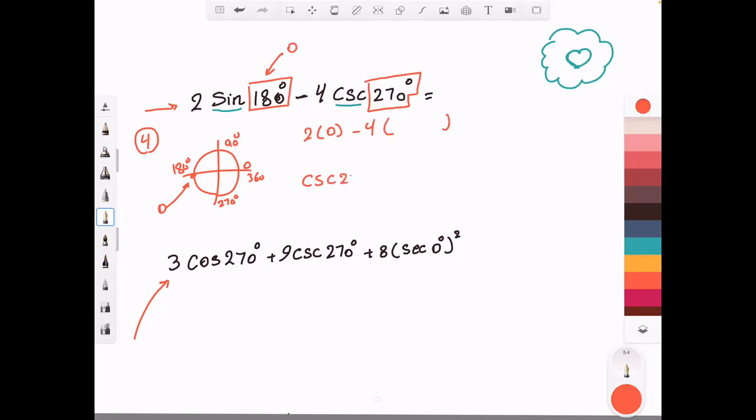Cosecant of 270 degrees equals 1 over sine of 270 degrees. Sine of this, the value of y is -1. So if you put -1, you get 1 over -1, which is -1. 2 times 0 is 0. -4 times -1 is 4. 4 is correct.